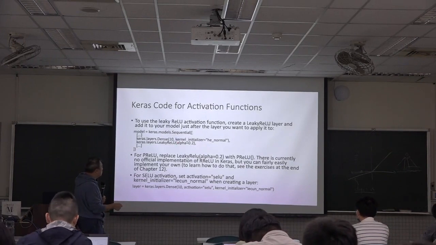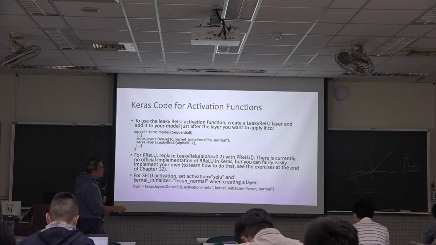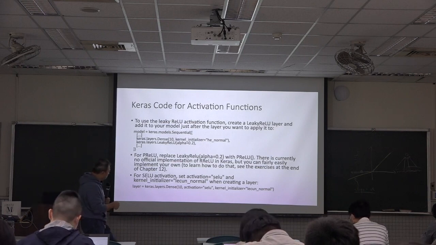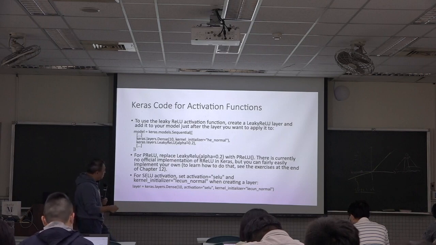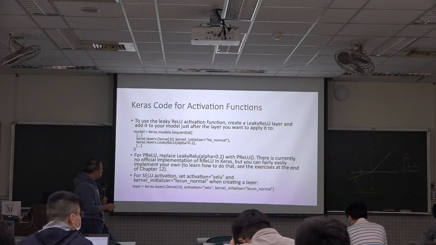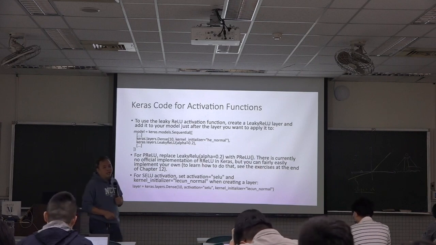For PReLU, replace leaky ReLU with PReLU, and that's it. But for RReLU, the randomized leaky ReLU, the current Keras doesn't have an official implementation. But you can implement it by yourself fairly easily. There's an exercise at the end of chapter 12 that teaches you how to do that.